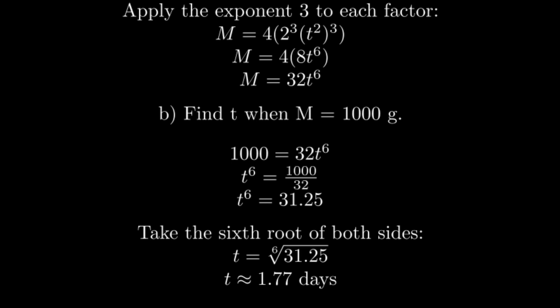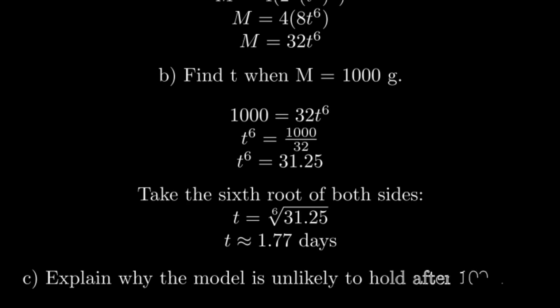Finally, Part C asks us to think critically about the model. It asks why the model is unlikely to be accurate for a long time, say after 100 days. The equation M equals 32t to the 6th is a power function that increases very rapidly. It suggests the fish's mass will grow indefinitely and at an ever-increasing rate. In reality, a fish's growth slows down as it gets older and approaches a maximum size. So, this model is probably only good for a very short period when the fish is very young. It's a good reminder that mathematical models are often simplifications of reality and have limitations.